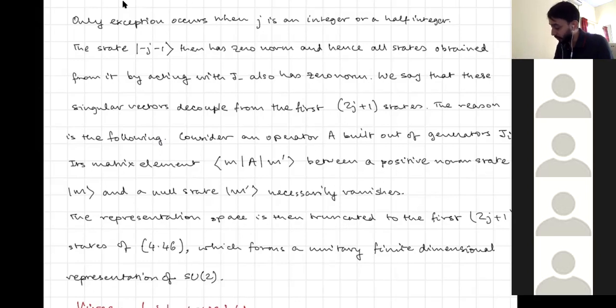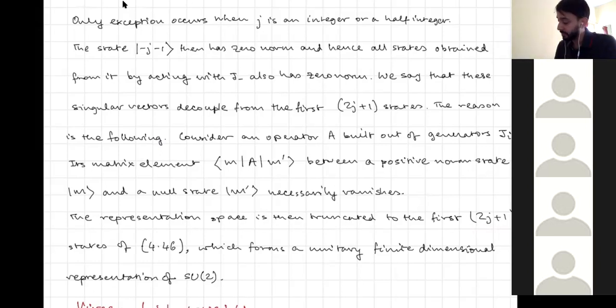So you can think of it as the following. If you look at an operator A, which is built out of these generators Ji, then look at the matrix element of this operator A between these two states M and M prime, where M is a state with positive norm and M prime is a state with 0 norm. We will see that you can work this out in a simple way, and this particular thing always goes to 0. So the representation space is truncated to the first j plus 1 states, and what you have at the end of the day is a unitary finite dimensional representation of SU2.